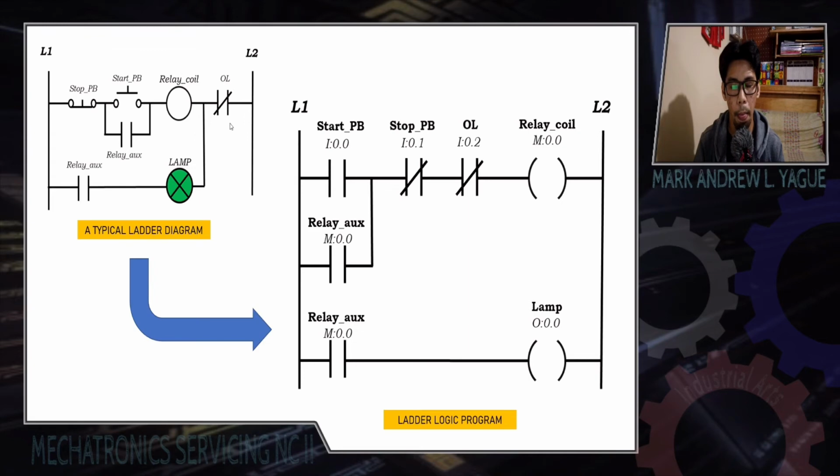Number 1. Our thermal overload here is on the right side. But in the ladder logic program, why is it now on the left side of the coil? Right? So, that is one thing we need to look at. Same with the lamp. Our lamp is here on the right side. And then, the thermal overload is now on the left side.